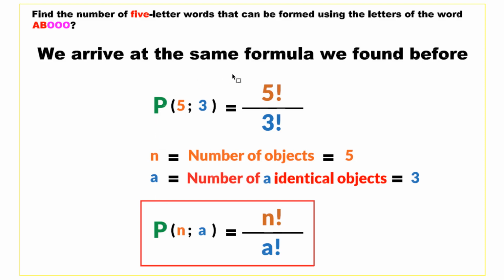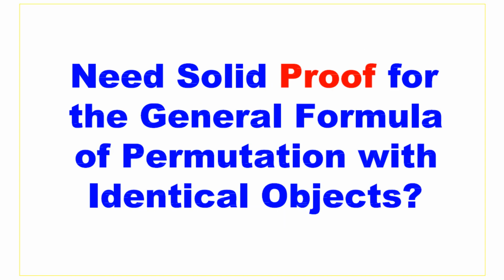So we arrive at the same formula we found before, which is permutation of 5 objects, 3 of them identical, equal to the number of objects factorial divided by the number of identical objects factorial. If we need solid proof for the general formula of permutation with identical objects, we can do the following.